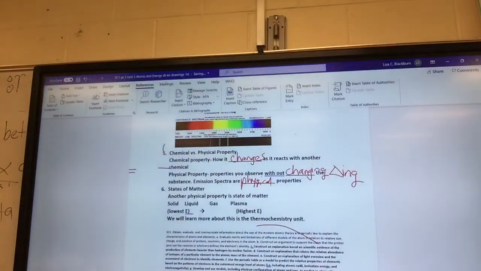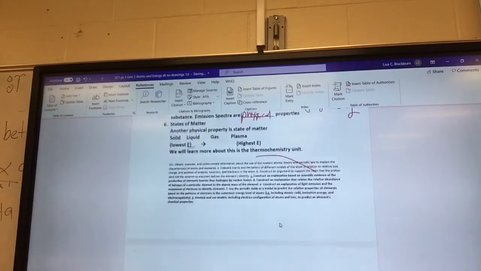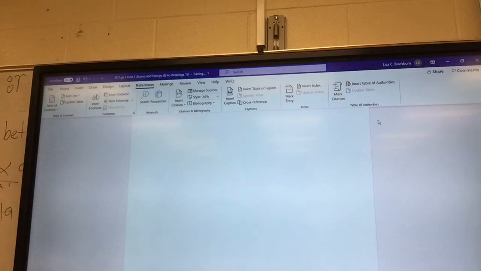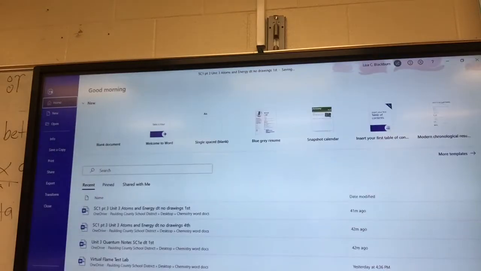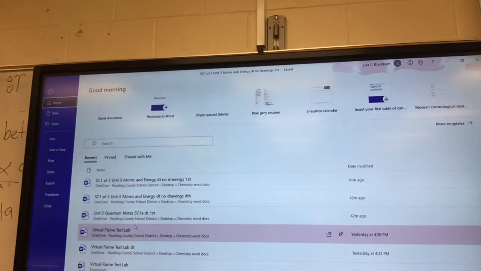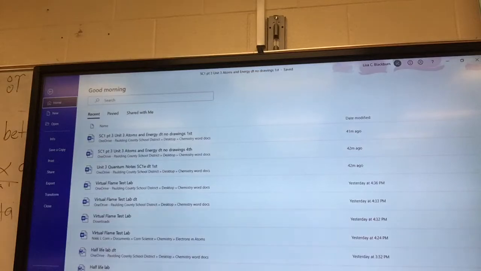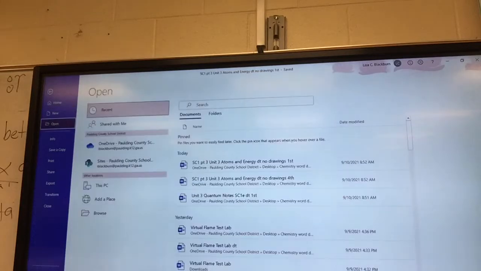All right, now this next part of notes, we're going to be able to skip a lot of it because we've already talked about it. We have already done this problem of how to do average atomic mass. So we can do that. To find our other notes. Oh, there it was.